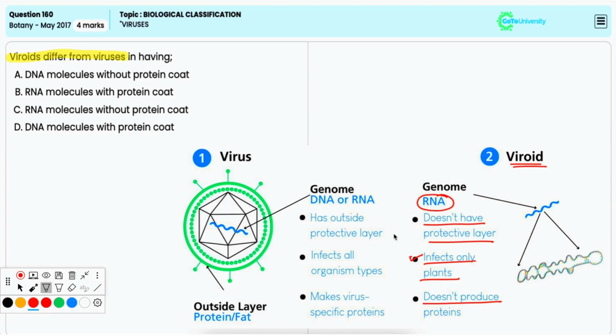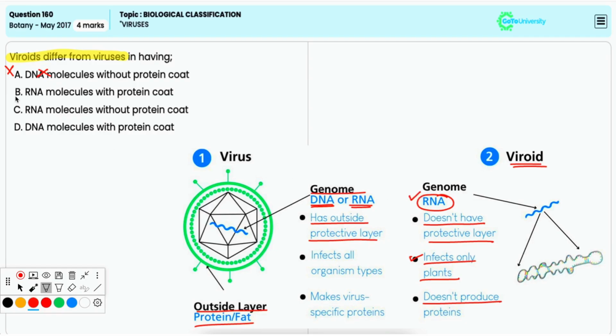And viruses contain either RNA or DNA as genetic material, which is enclosed within a protein coat, and sometimes an additional lipid envelope may be present. Now coming to the options, option A, DNA molecules without protein coat. It is incorrect because, as stated, viroids do not contain DNA. They are completely composed of RNA molecules.